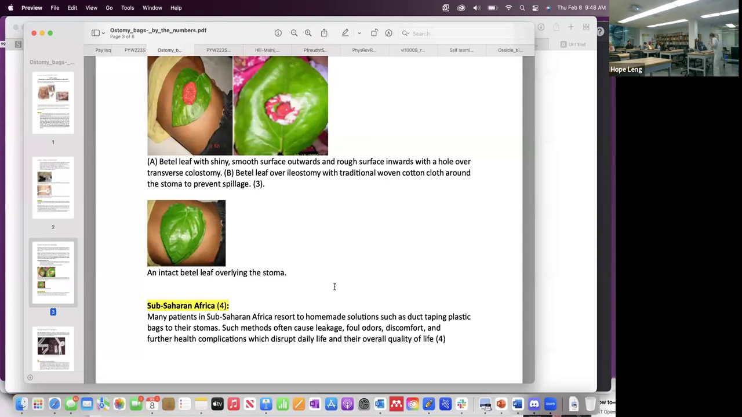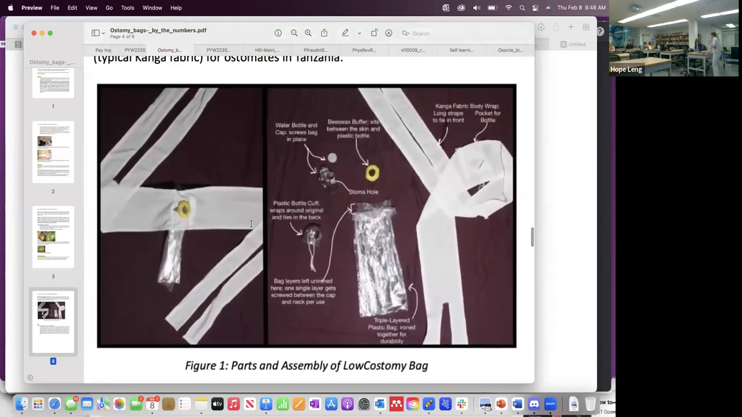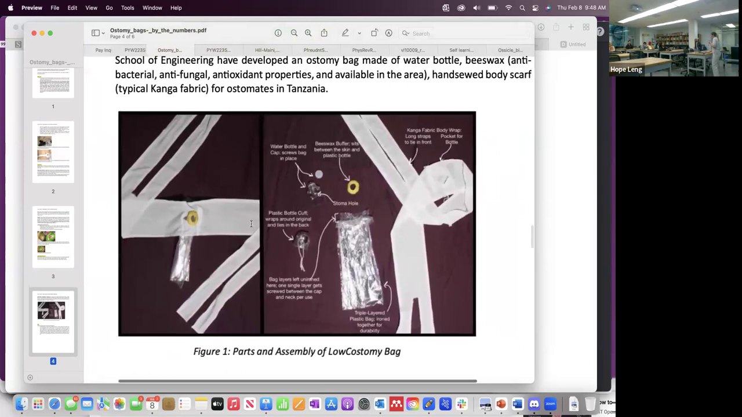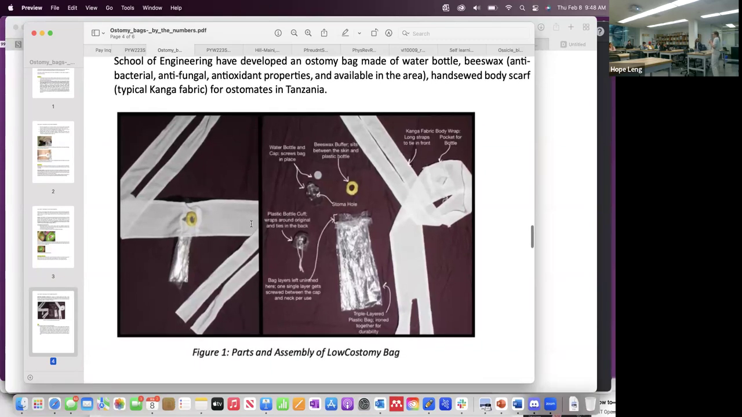Maybe you want to show the last picture, just the class of things. So this is like students from the US who actually designed this. They went to Tanzania and had a look at how people were making the ostomy bags themselves. They looked at what people were using, and they had these fabrics that they use a lot. So they tried to make a belt out of this kanga fabric, and the same plastic that you can find in other places, and a bottle as well.